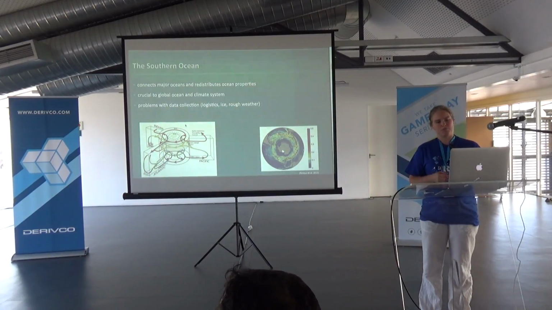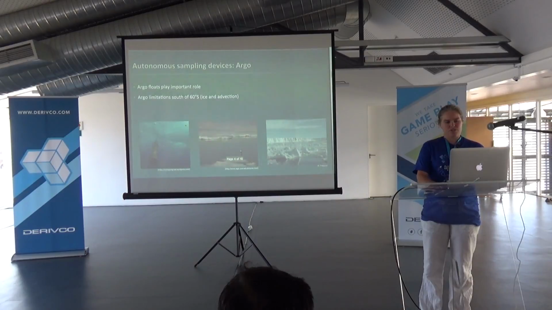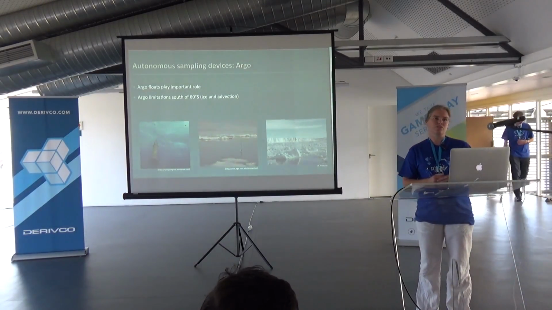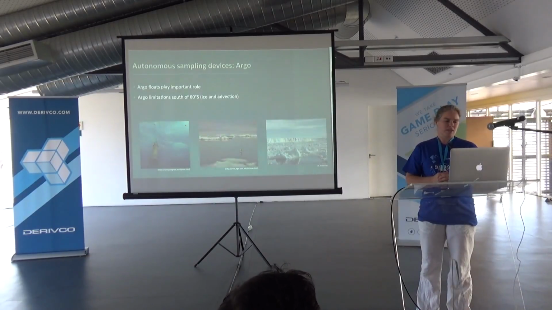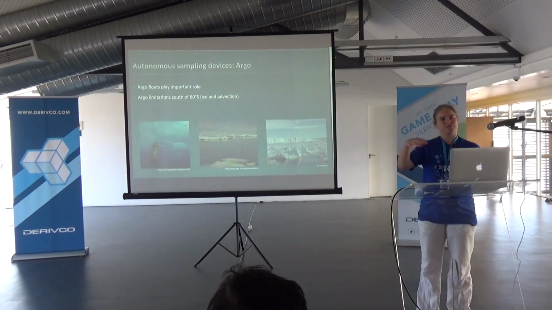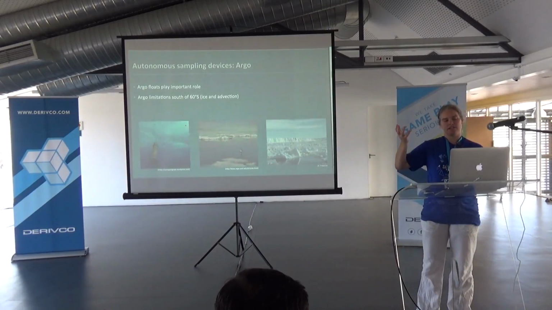The ice is a problem, and so is rough weather. For this reason, autonomous devices such as Argo floats have become crucial to data collection. Argo floats are autonomous. You basically just throw them over the side of the ship, and they're programmed to go off for a few years. They dive up and down, and as they come up, they collect salinity and temperature data, and when they get to the surface, they send the data to the satellites.